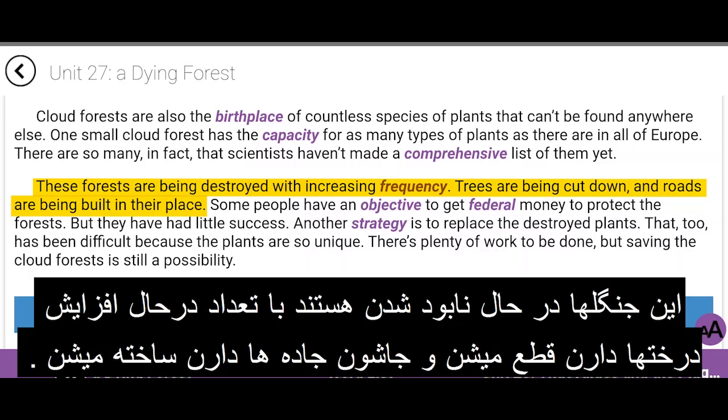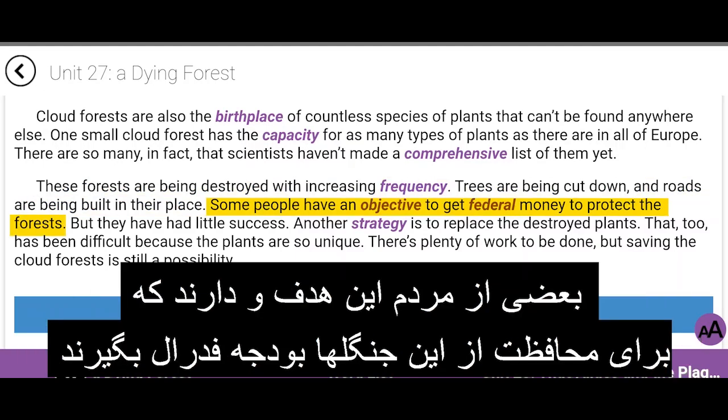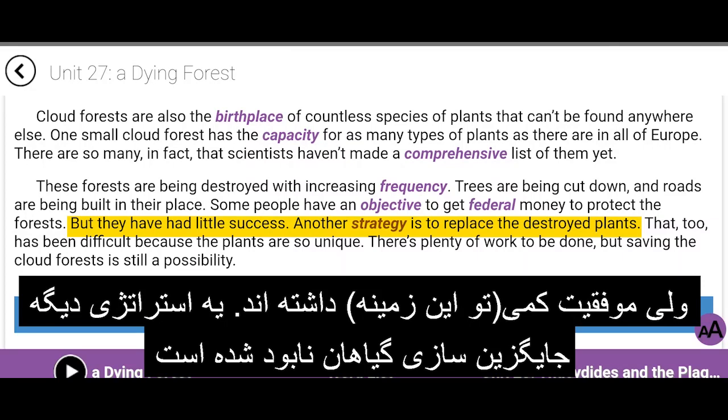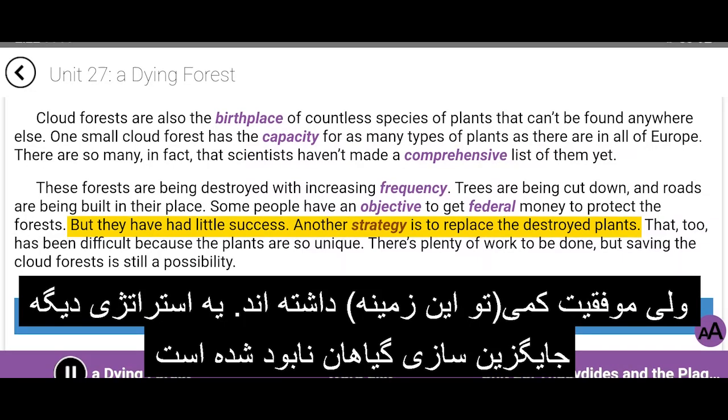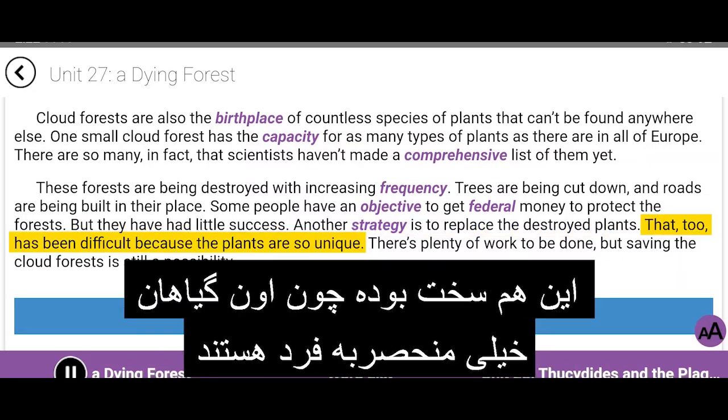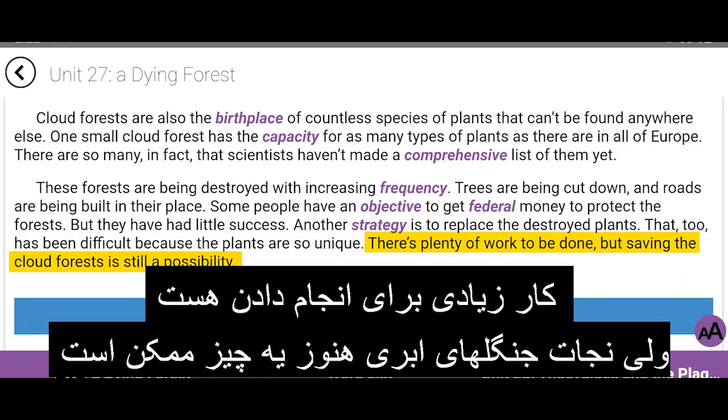These forests are being destroyed with increasing frequency. Trees are being cut down, and roads are being built in their place. Some people have an objective to get federal money to protect the forests, but they have had little success. Another strategy is to replace the destroyed plants. That, too, has been difficult because the plants are so unique. There's plenty of work to be done, but saving the cloud forests is still a possibility.